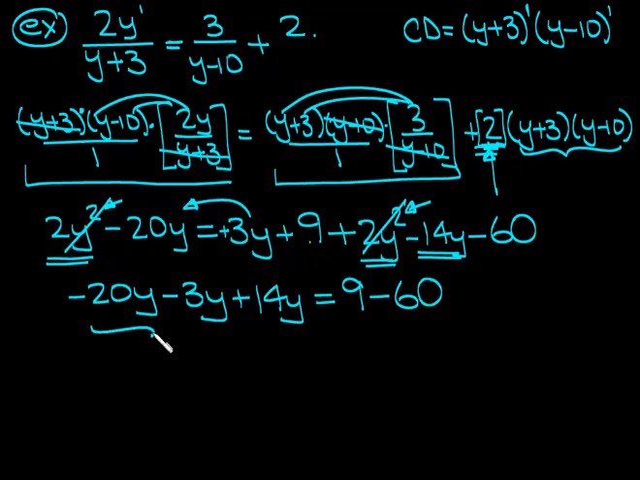So let's collect these y terms on the left. Add the coefficients. Negative 20 minus 3 is negative 23. Negative 23 plus 14 is negative 9y. Okay. The next thing we want to do is what? Add the terms on the right hand side, right? So if you add the terms on the right hand side, what do we get? We get 9 minus 60, which will give you negative 51. So that's what we end up with on the right hand side.